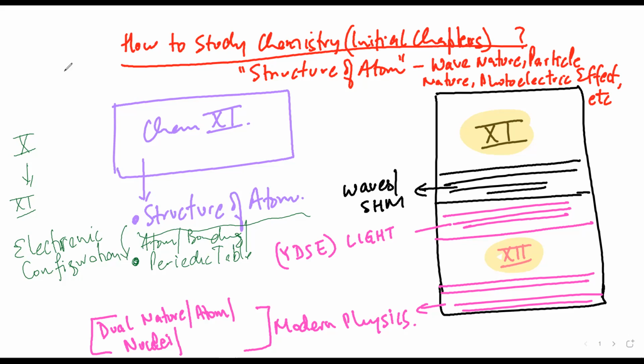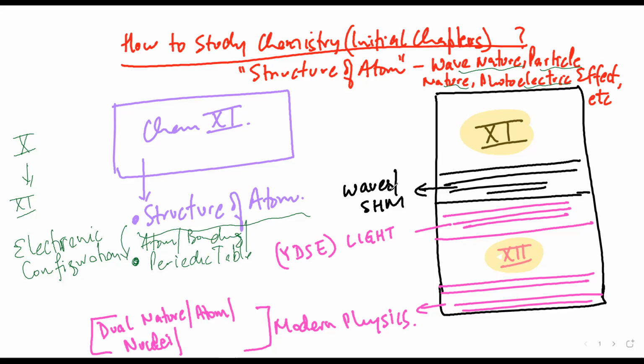So when you start reading this chapter of structure of atom, they will talk about wave nature, particle nature, the photoelectric effect, the dual nature of light, and all these things. Now this is something which a class 10 student who is going into class 11 is completely unaware of. He doesn't understand कि भाई ये बात क्या चल रही है. Are you getting my point?